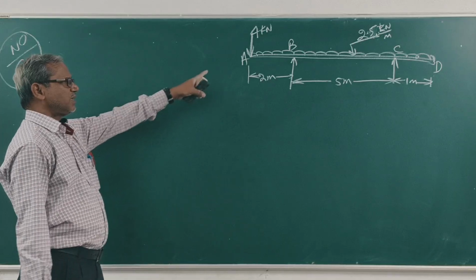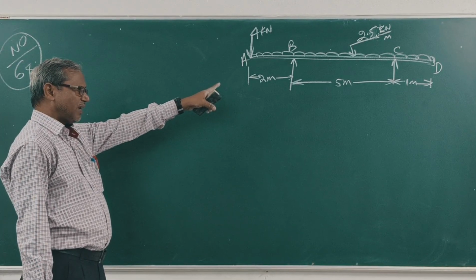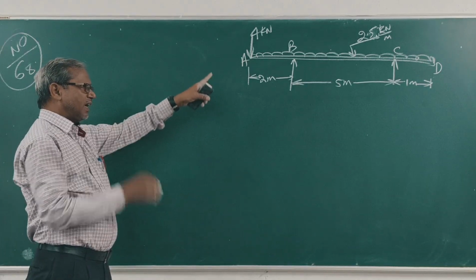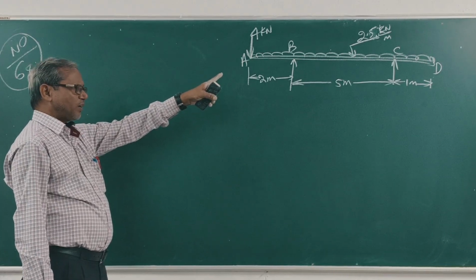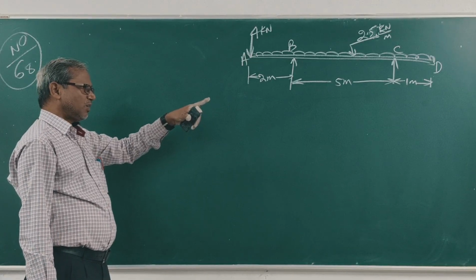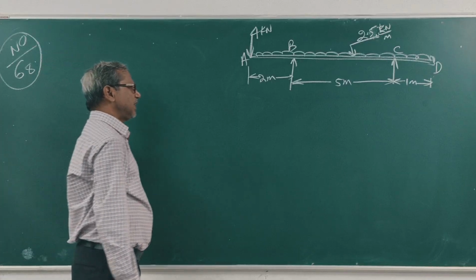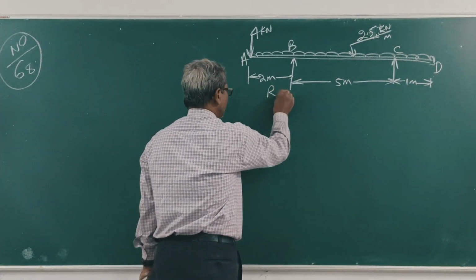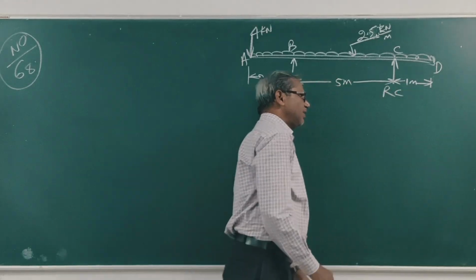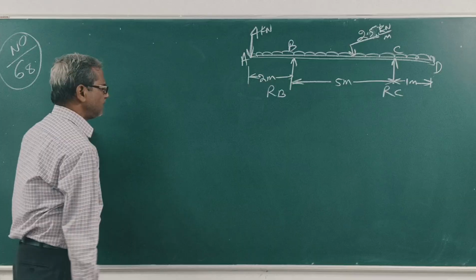The question is a simply supported beam, means an overhanging beam loaded and supported. Point load 4 kN and UDL of 2.5 kN per meter over central length. Draw the SFBM diagram for the beam. This is reaction at B, RB, reaction at C, RC. Clear? First find out the reaction at B, reaction at C.